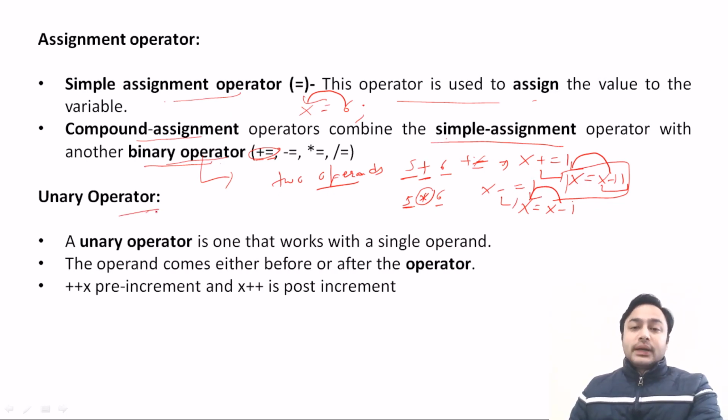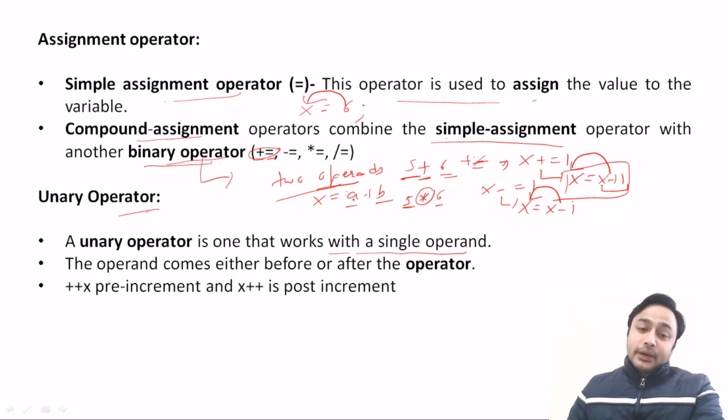Now what is a unary operator? Unary operators are those operators that work with a single operand. In the case of binary, we discussed that those operators work with two operands, that is 5 and 6, or it can be like x equal to a plus b. So a and b are also operands.